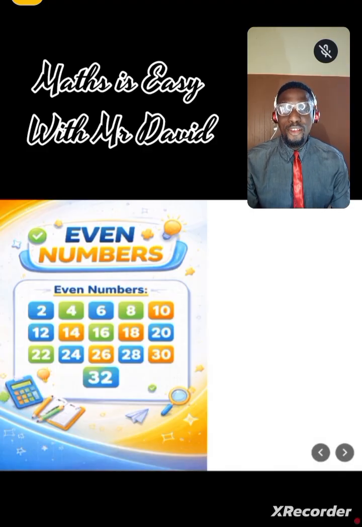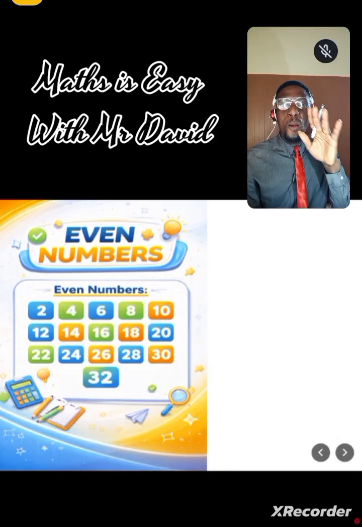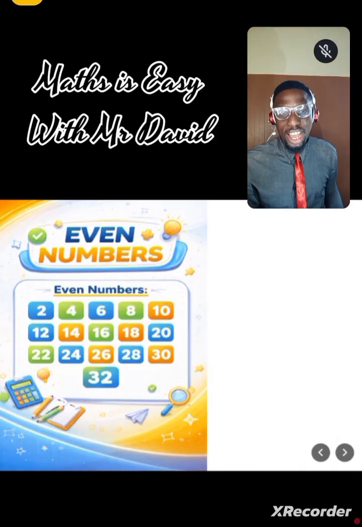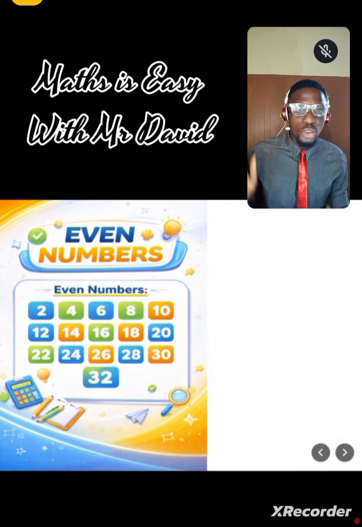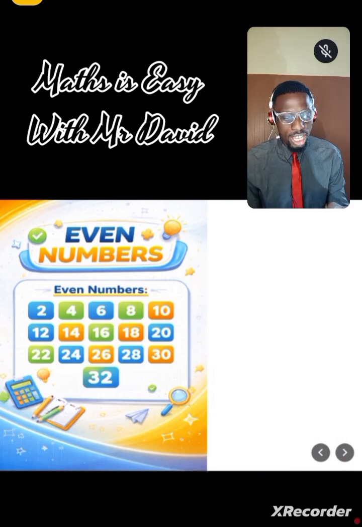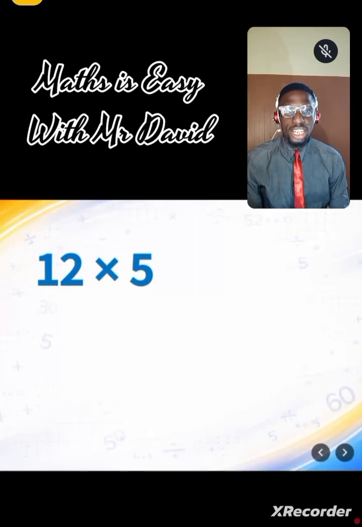The opposite of even numbers are odd numbers, and in the next video, I'm going to be showing you how to also multiply odd numbers by 5 and 50, 500, and so on. So let's jump right into this. I have an example here. This is 12 times 5. 12 is an even number, all right? So now, how do we multiply even numbers by 5 or 50?